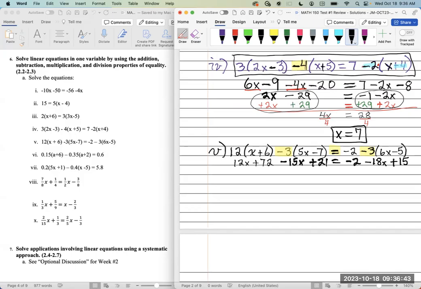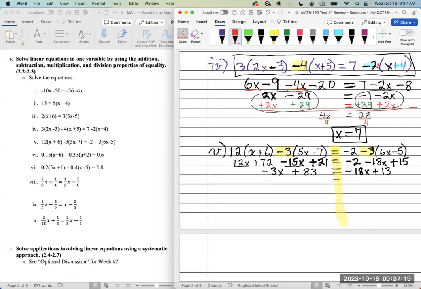Now going to simplify each side. 12x minus 15x would give me a negative 3x. 72 plus 21 is 83. Notice I'm trying to keep my equal signs lined up. Right side simplifies negative 2 plus 15. That would be a positive 13. So the right side becomes minus 18x plus 13.